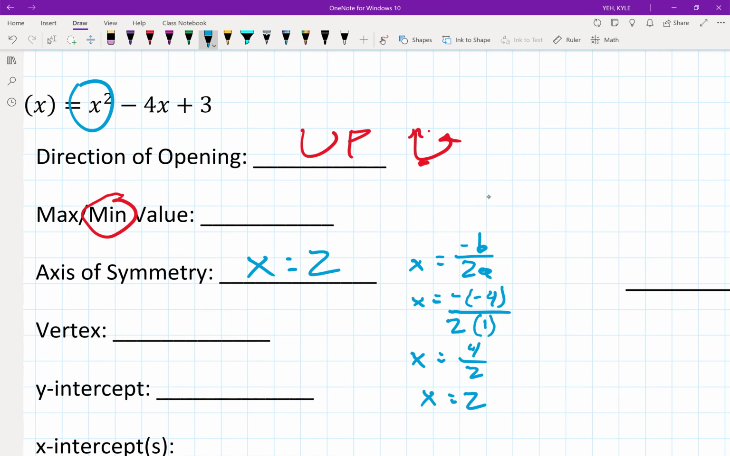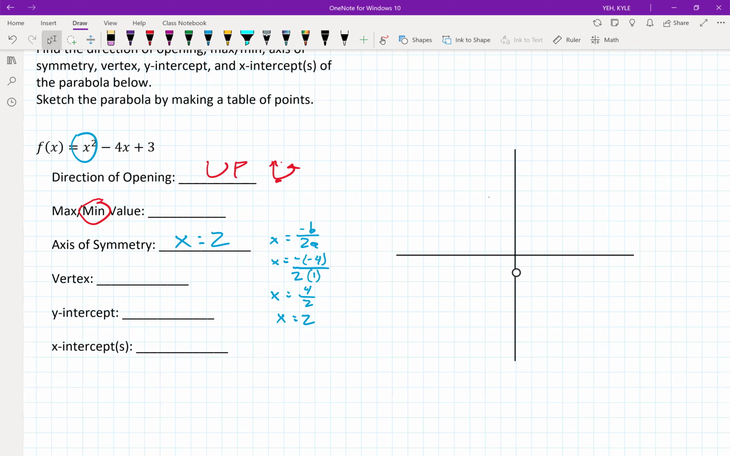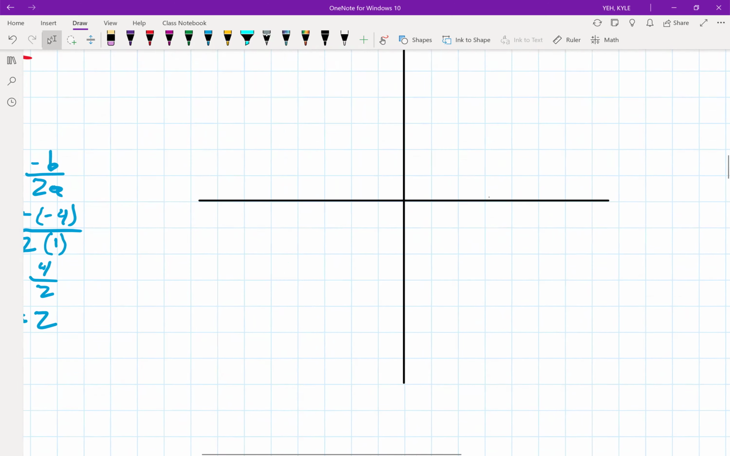And I can come to my graph, and I'm going to try to align this really quickly, just a little bit, move it up so it's lined up with my graph paper background. X equals 2, I'm going to come out here to 2, and I'm going to draw in my axis of symmetry.